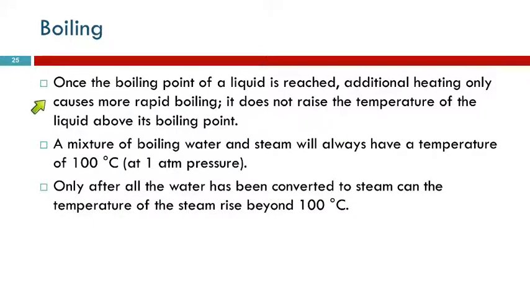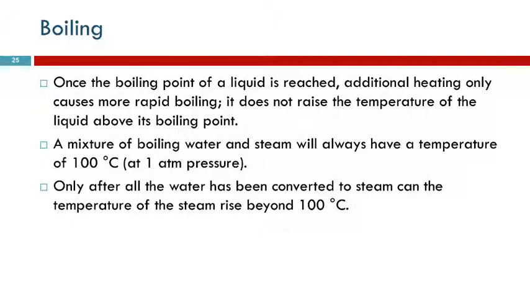Once you get to the boiling point of the liquid, more heating does not make the temperature of the water any hotter. Boiling water on the stove, whether it's been sitting there for 2 minutes or 10 minutes, is the same temperature. Doesn't matter how high you turn it up, you can make it boil faster or boil slower. We call that simmering. But the temperature of the water is the same. It's going to be about 100 degrees Celsius.